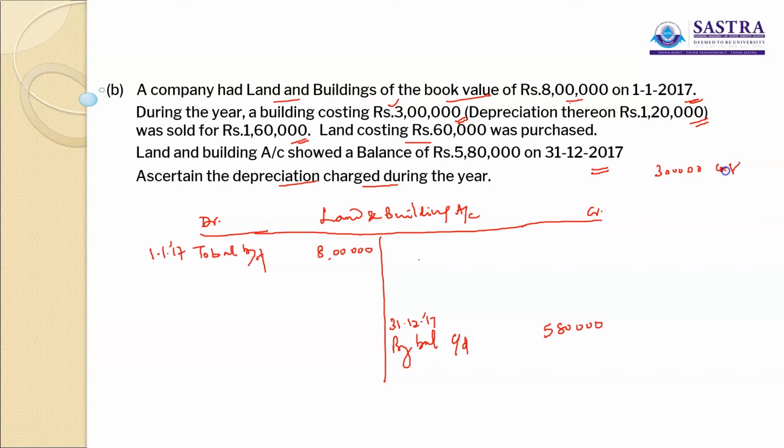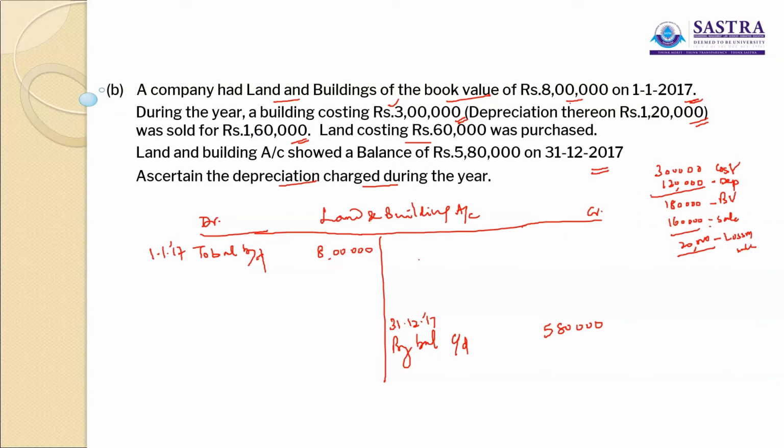Cost less depreciation, which is 1,20,000. That means book value of building sold was 1,80,000. So for which the firm was able to get 1,60,000, is the sale value. That means loss is 20,000. That is loss on sale.